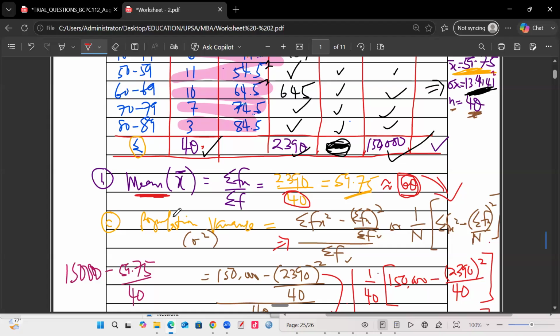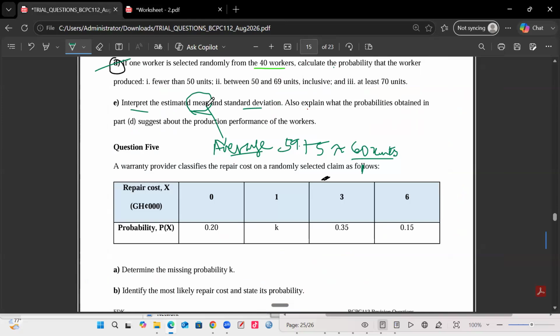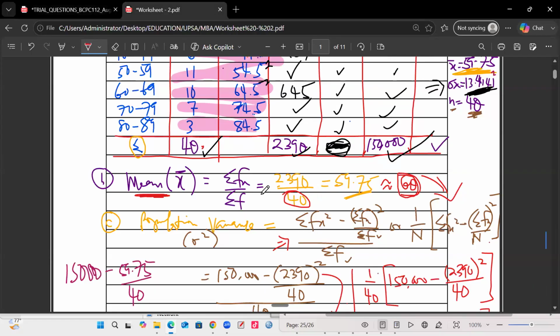It says interpret the estimated mean. So what is the interpretation? What is the mean? The mean is 59.75. It is approximately 60 units. If you round it up, you get 60 units. And I'm saying every whole number is divided by 1. So how did we get 59.75? We got the 59.75 by dividing the 2390 by 40.